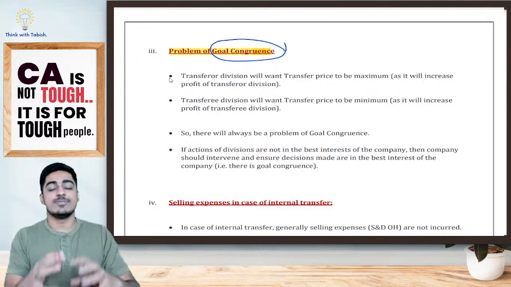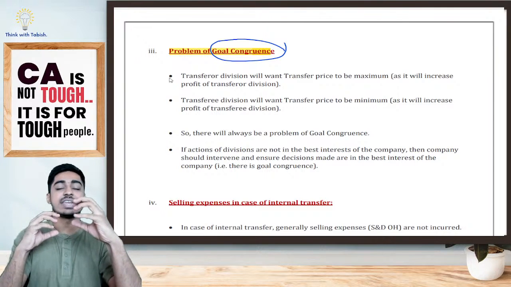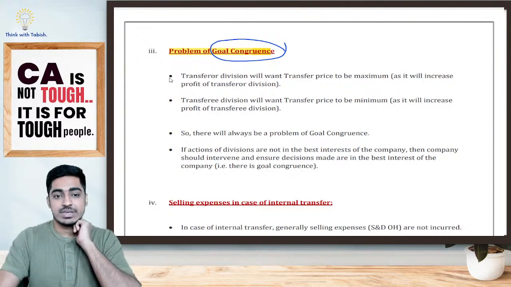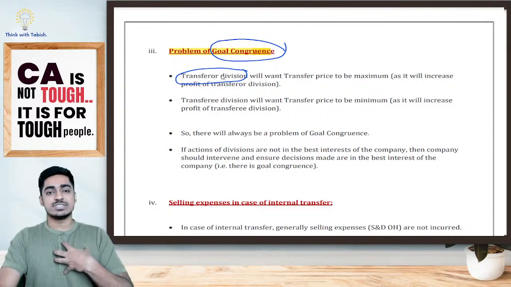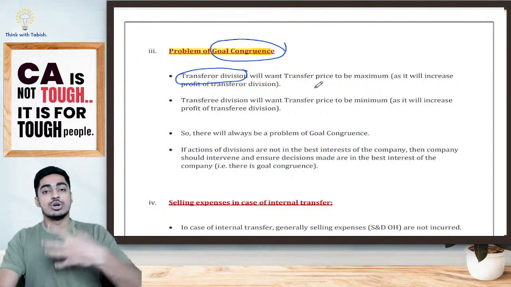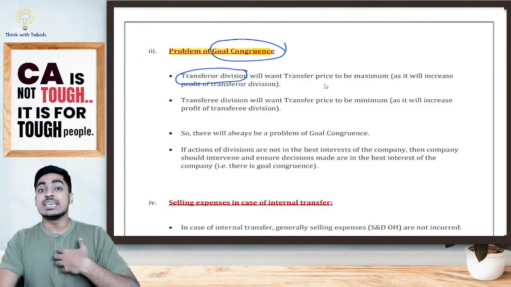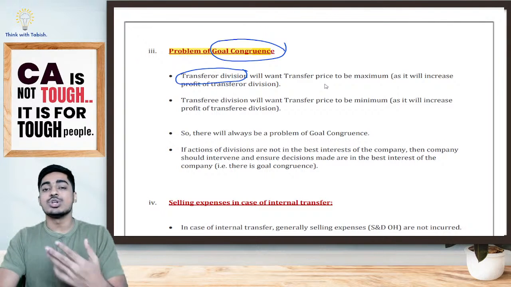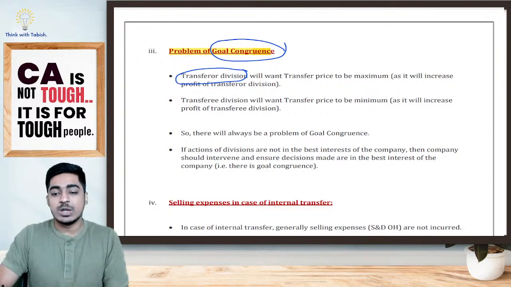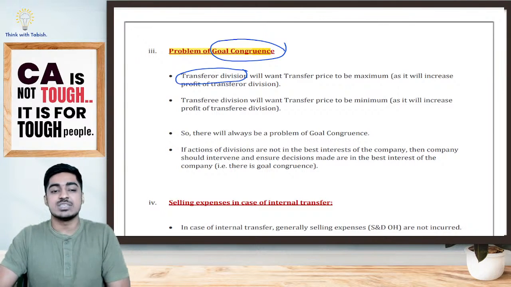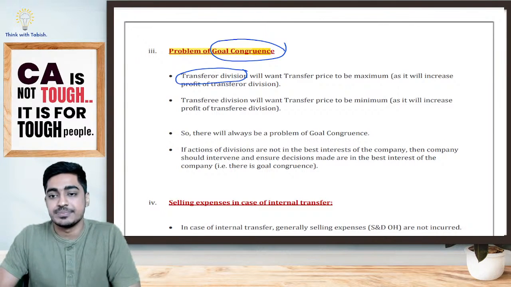Now see, we have two divisions: division A, the transfer division, and the receiving division. What does the transfer division want? The transfer division is transferring the goods, it is selling the goods. While we are selling, what do we want? We want the selling price to be maximum or minimum. What do we want, students? While we are selling, do we want the selling price to be maximum or minimum? Tell me, students.